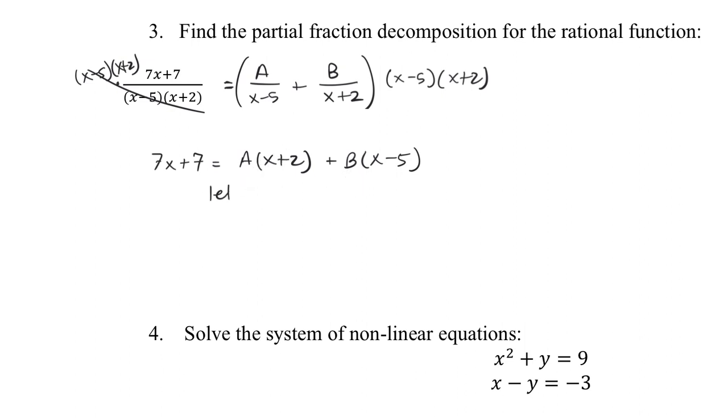So I'm going to let x equal negative 2, plug it in for all variables of x. So this is negative 14 plus 7, which is negative 7. Here we get 0. Here we get negative 2 minus 5, that's negative 7, times b is negative 7b, therefore b equals 1. Now we still need to solve for a, so I'm going to do it one more time, but this time I'm going to try to cancel b so that I can solve for a. So I'm going to let x equal 5.